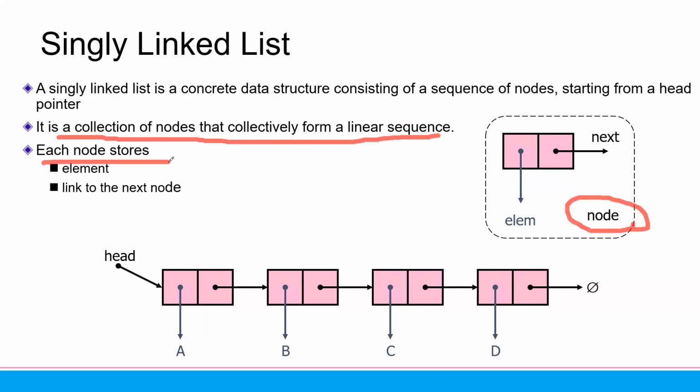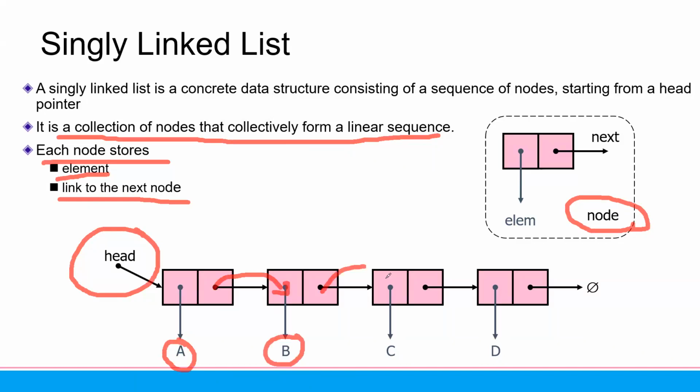So in the node, every node stores the element and stores the link to the next node. We call the first part the head. And then we know that this element is A and it is connected to the next element, which is B. It is connected to the next element, which is C. It is connected to the next element, which is D. And at the end, it is connected with empty. So this means empty.